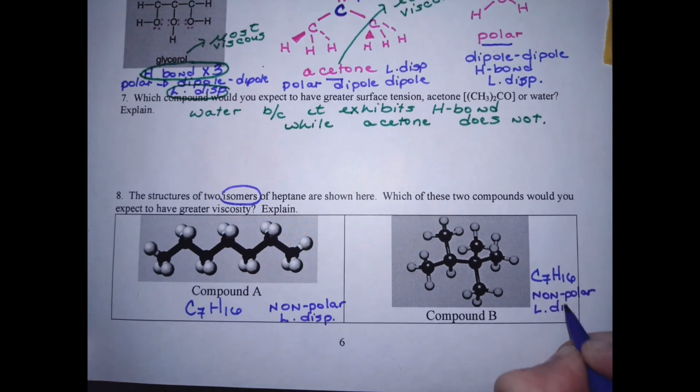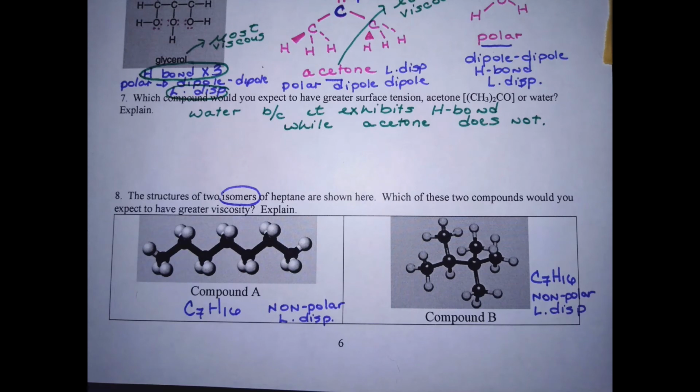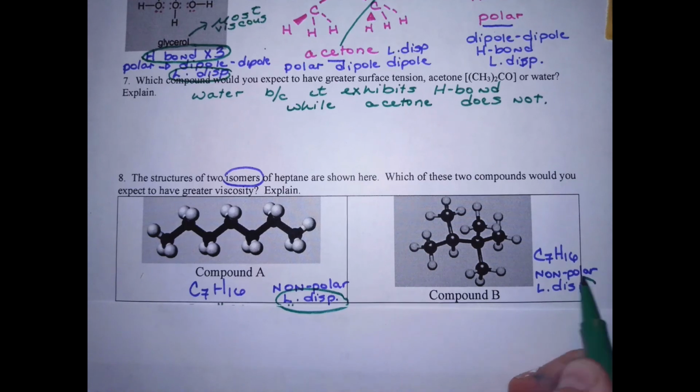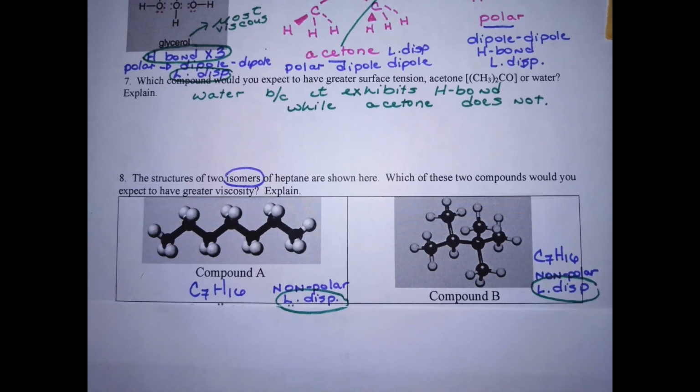Now we have to make a judgment about which one will exhibit greater London dispersion forces. Well, they're the same compound. They have the same formula, so the masses are exactly the same. The number of electrons are exactly the same. So there won't be a difference in terms of size. However, the shapes are super different.